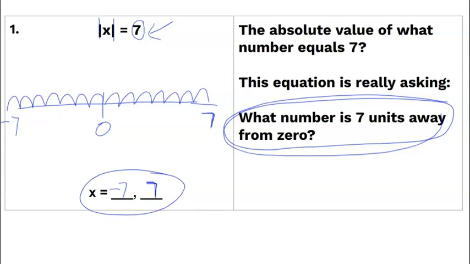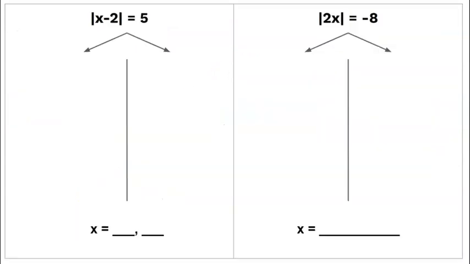So in this practice and this concept that we're learning, we're always going to have two answers, because there's always going to be two values that meet that absolute value quantity. So in order to solve an absolute value equation, we are always going to set up two cases.